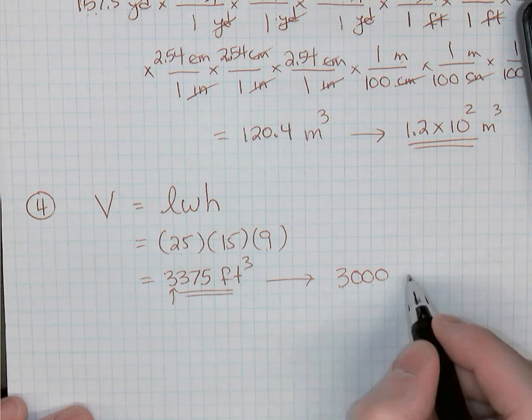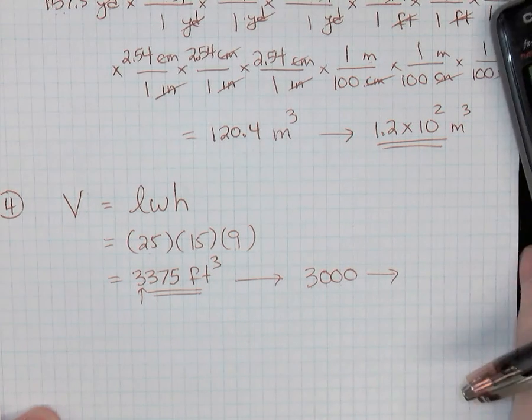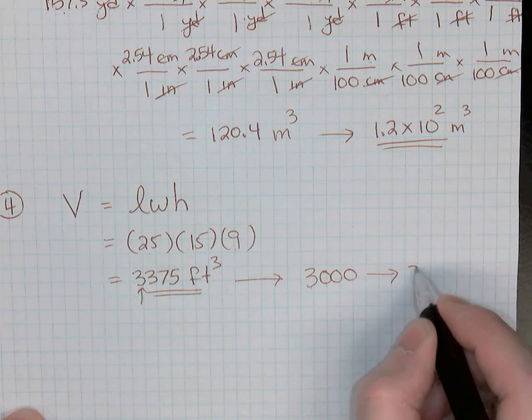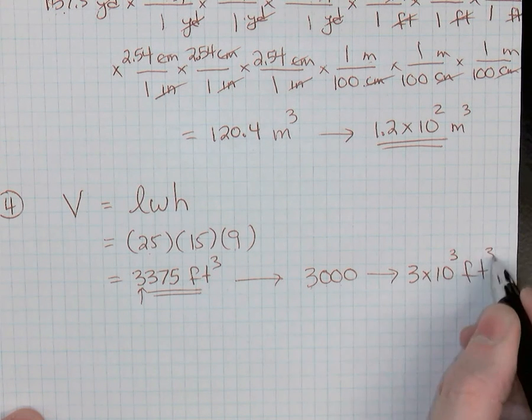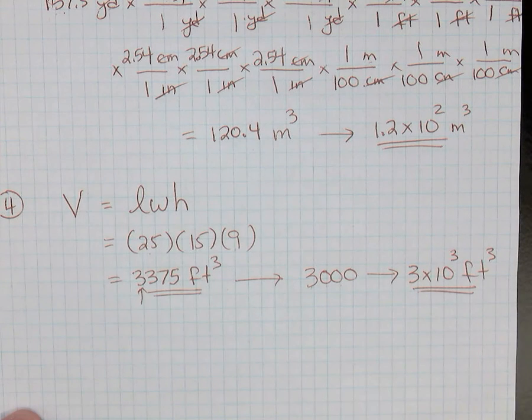So switching that to scientific notation is always a safe thing to do. This will be 3 times 10 to the 3 cubic feet. And now we've expressed it with 1 significant digit.